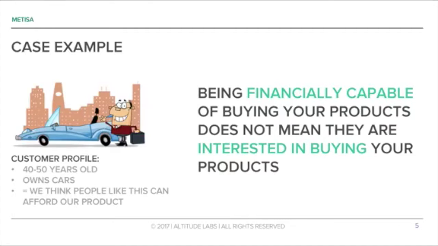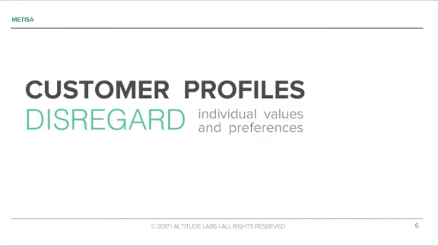For instance, I create a customer profile by putting all men aged 40 to 50 years old and who own cars into one category. These are the people who I think are financially capable of buying my product. However, we're disregarding that there are individual values and preferences that each customer has. Them having enough money to afford your product does not mean that they're potentially interested in purchasing your product. Instead, their shopping patterns and behavior generate insights into their potential. And this is the deciding factor that contributes to whether or not they make a sale with your e-commerce store.